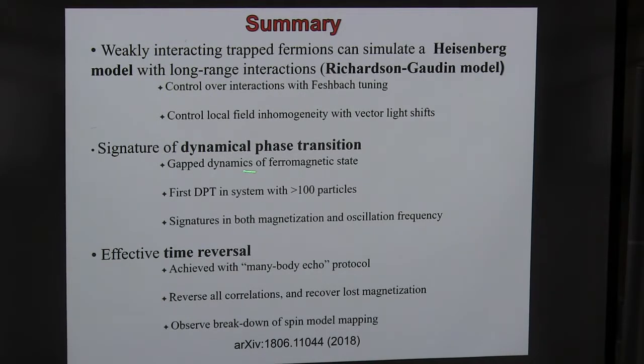We attributed this to the existence of a gap in the dynamics that stabilized a ferromagnetic state that, of course, is not the ground state at all in an equilibrium phase of matter. We see the dependence on a large number of particles, both in the magnetization and the oscillation frequency. And we were able to validate the spin model by doing time reversals. We did a many-body protocol, and we see the time reversal in the regime where the spin model is valid, but the breakdown of the spin model at strong interactions.